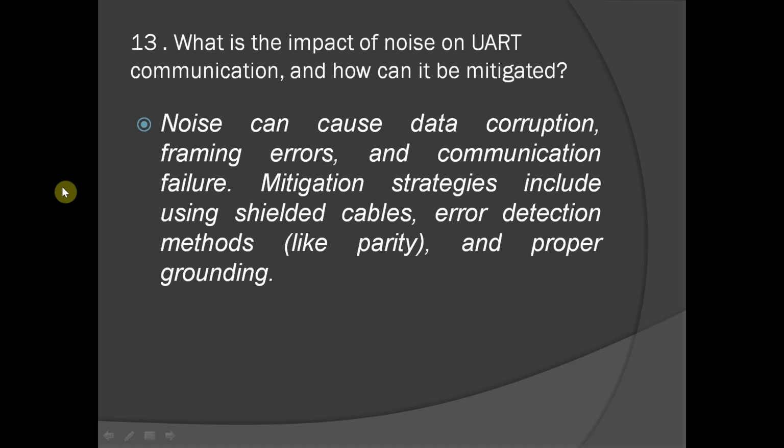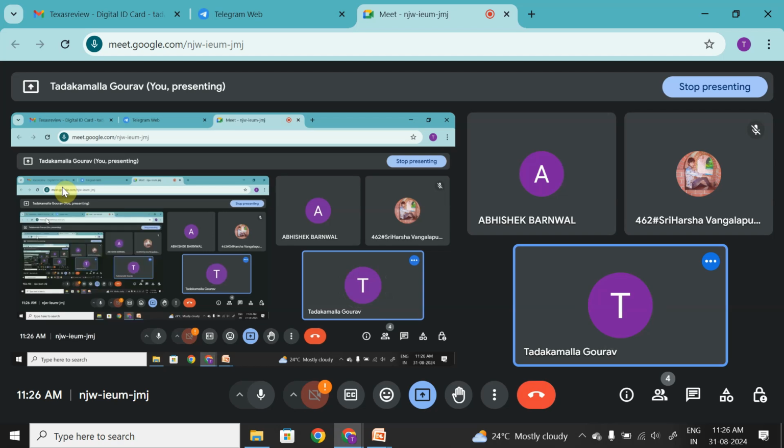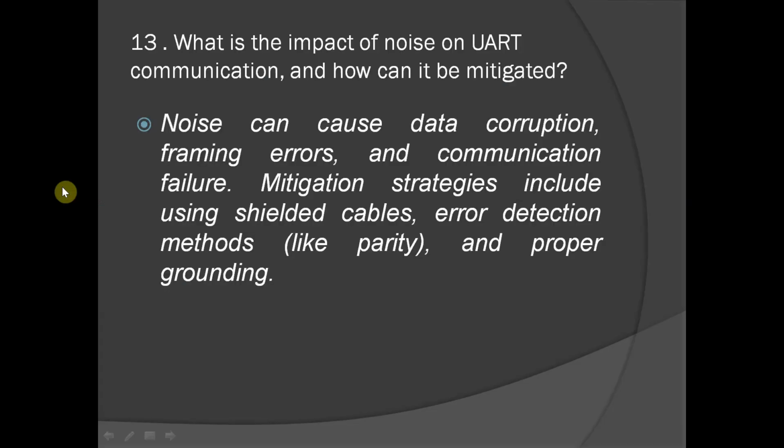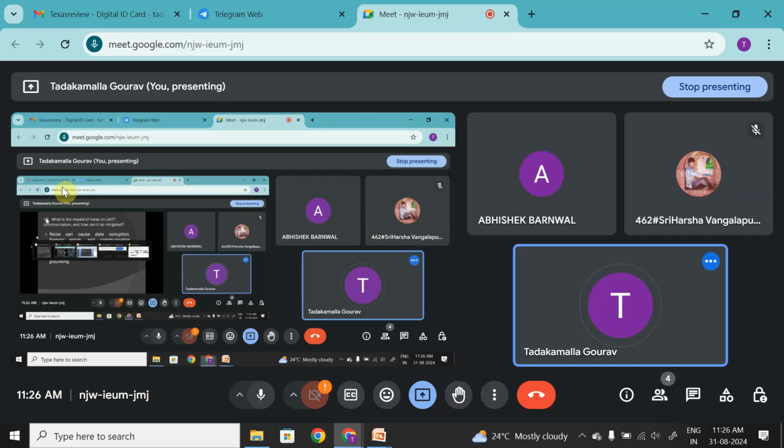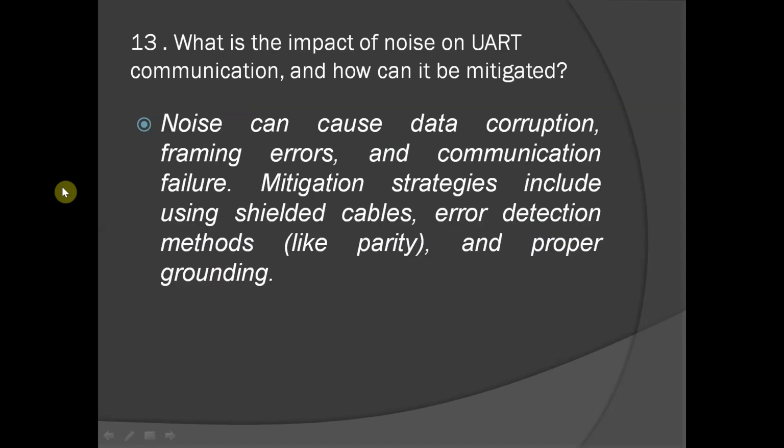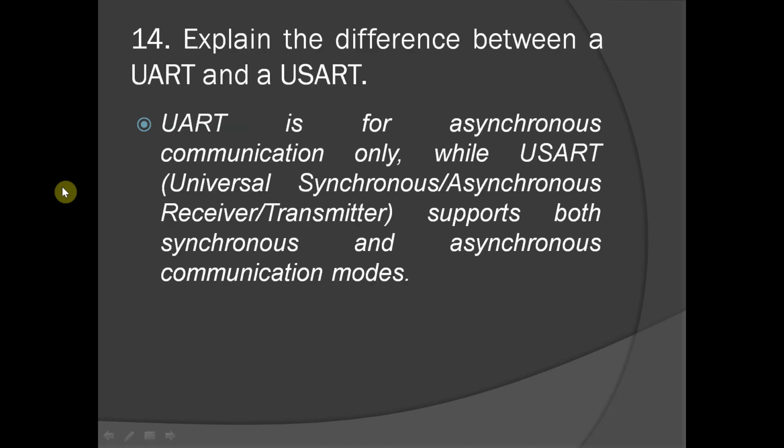Difference between UART and USART. Any idea? Anyone can answer. Yes, USART is a synchronous protocol, here it is an asynchronous protocol. So UART is for asynchronous communication only, while USART, universal synchronous or asynchronous receiver transmitter, supports both synchronous and asynchronous communication.